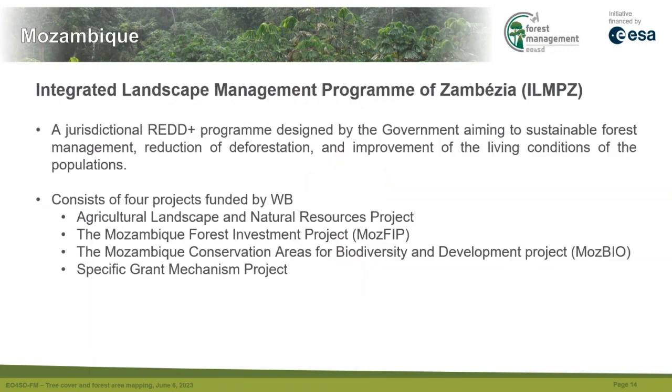In Mozambique, we have a jurisdictional REDD Plus program. The Zambezia Integrated Landscape Management Program is a government initiative in Mozambique that is aiming to promote sustainable forest management and reduce deforestation in the province of Zambezia. So the primary goal of the project is to improve the well-being of the rural population, also ensuring long-term sustainability. So it is the first program of result-based payment for emission reduction in the country, in Mozambique.